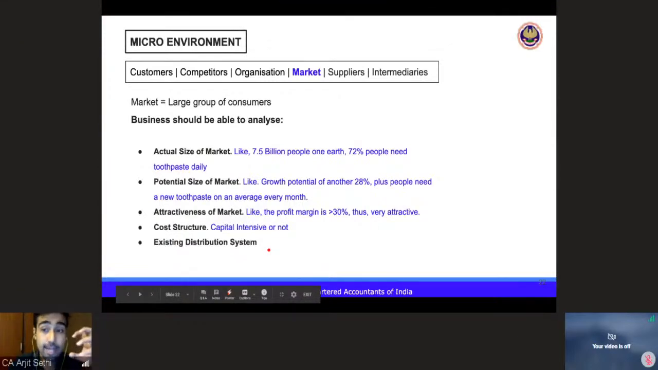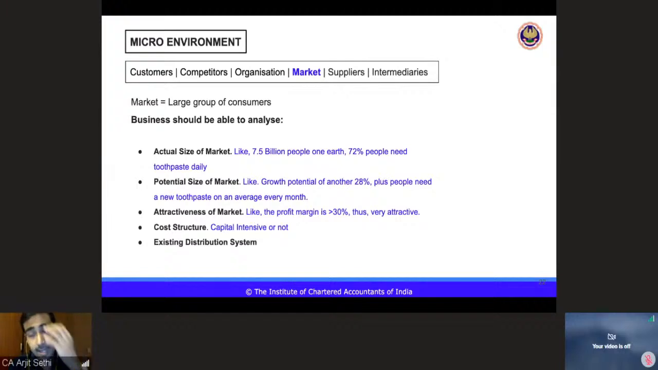For example, if you take the example of Lay's and Pepsi, right? The distribution channel is so good. You go to any particular village in India, even the smallest of villages, you will find a shop which is selling those chips and Pepsi, right? Or Coke, right? This is how great the distribution system is. So you have to understand the existing distribution system of this market, right?